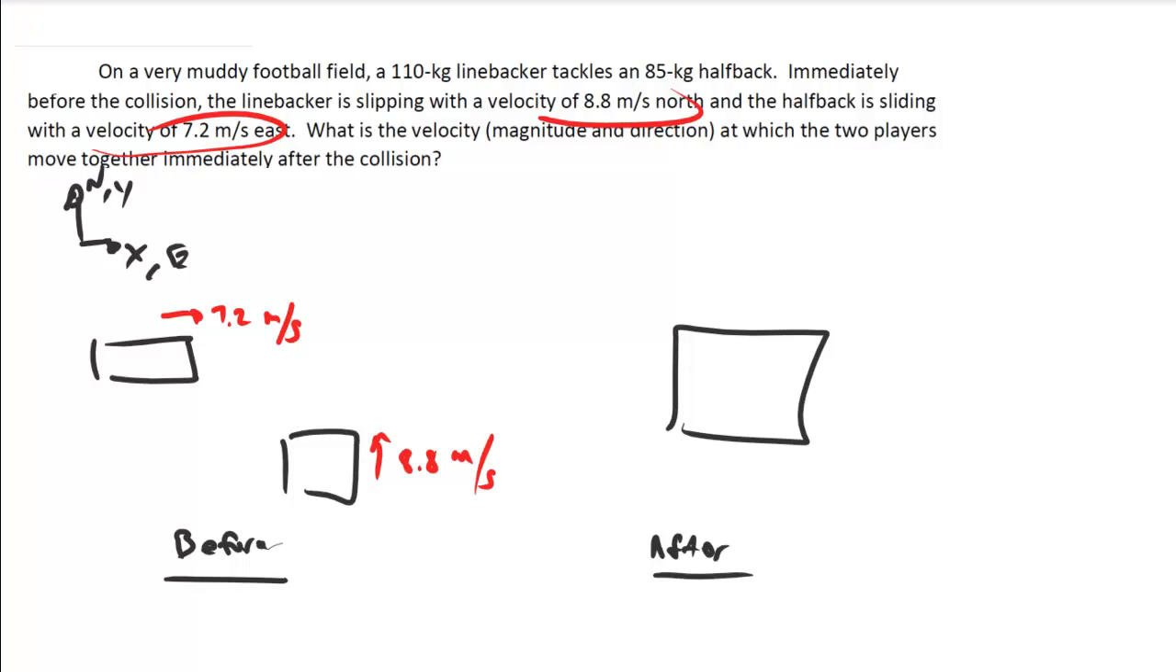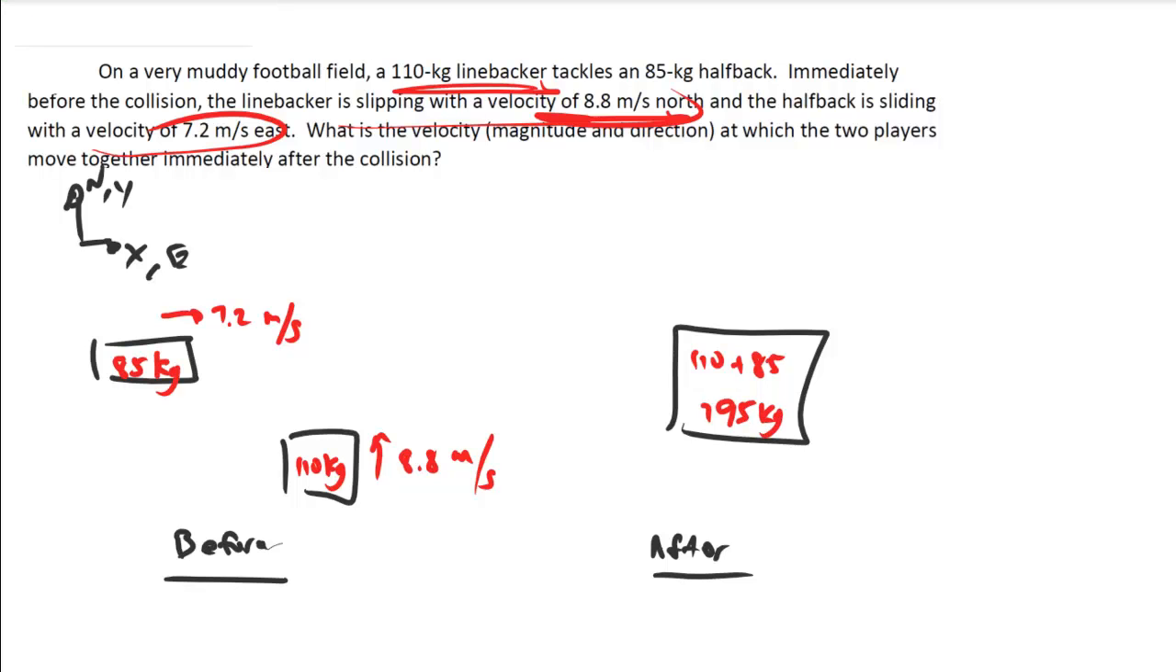It was the linebacker that was 110 kilograms, and that one that's going north, so this is the 110 kilograms. And then the other one was 85 kilograms, like this. And then after, since they're stuck together, they're going to have a combined mass here that's going to be the 110 plus 85, so this is going to be 195 kilograms.